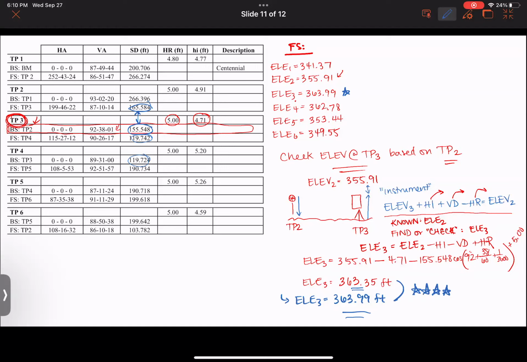I can use this exact same equation that I have rewritten right here to calculate the backsight with known of TP3 to get my elevation at TP4, with known of TP4 to get my elevation at TP5, with known of TP5 to get my elevation at TP6. And for each one of those calculations, you should be using the elevation from your foresight measurements from last week's calculations. You always want to start from those. We're just double checking them with these backsight calculations.